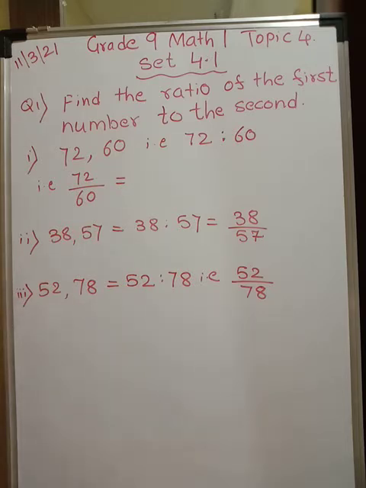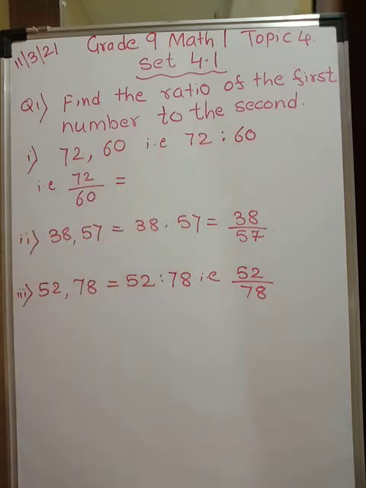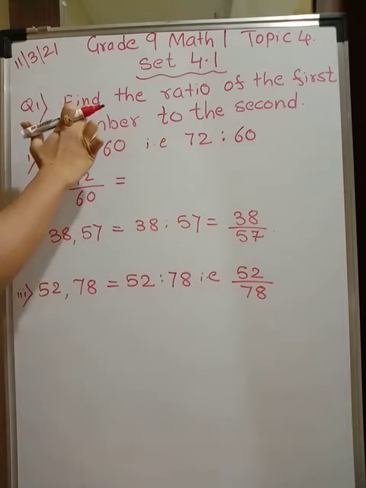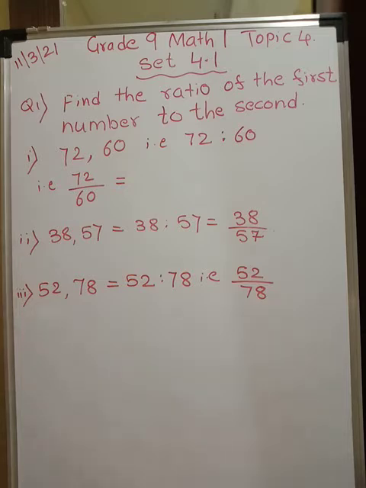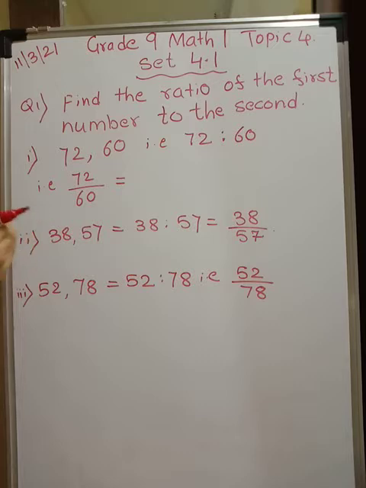So question 1, if we go for set 4.1, it says find the ratio of the first number to the second. First number to the second. That is 72 is to 60. You have to find the ratio. Now always see that you have to reduce it to the lowest form. I have not written the complete question. You see what the question is. Find the ratio of the first number to the second number from the given pairs of numbers in the reduced form. So you have to cut it down into reduced form.